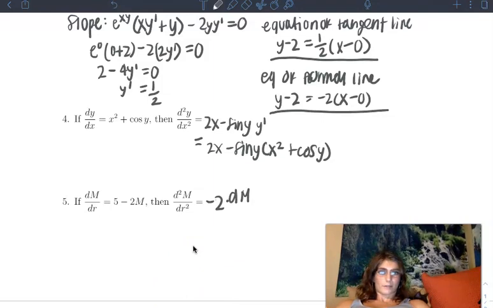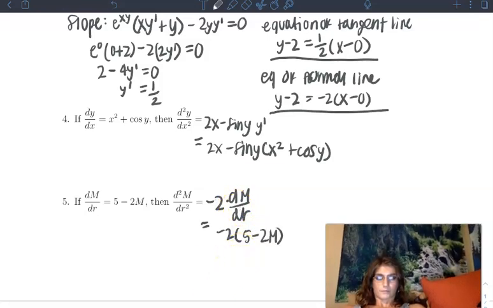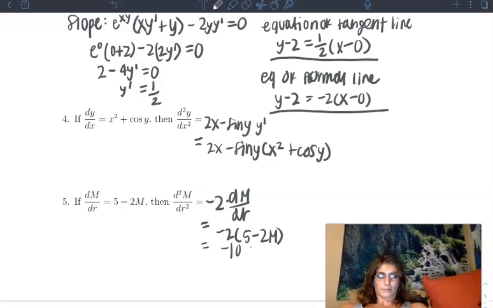So, for problem 5, it's the same as 4, but you're going to treat your uppercase M like y. So really the derivative is negative 2 dM dr, and then you replace the dM dr with this piece right there. And you can find your second derivative.